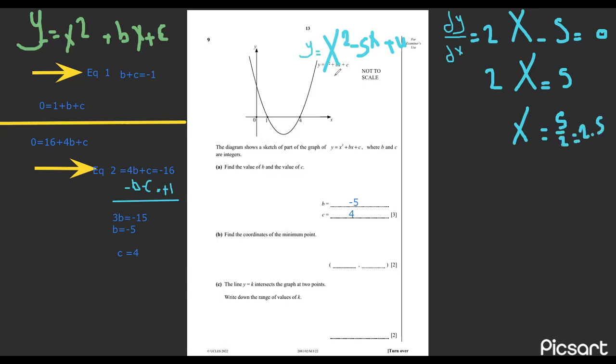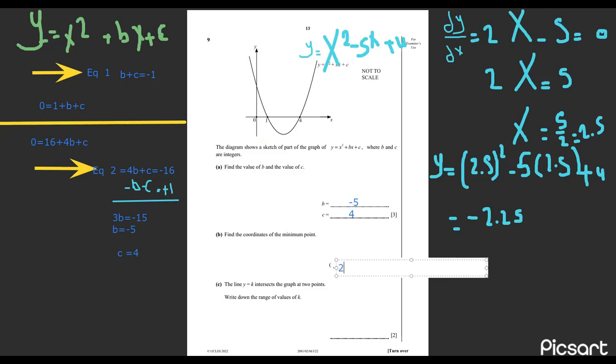Okay, so now we're going to get the value of y. You need x and y from the original. We're going to substitute x as 2.5 into the equation. So 2.5 squared minus 5 multiplied by 2.5 plus 4 gives you the final answer on your calculator, -2.25. So here we have 2.5 as the x coordinate, and the y coordinate is -2.25.